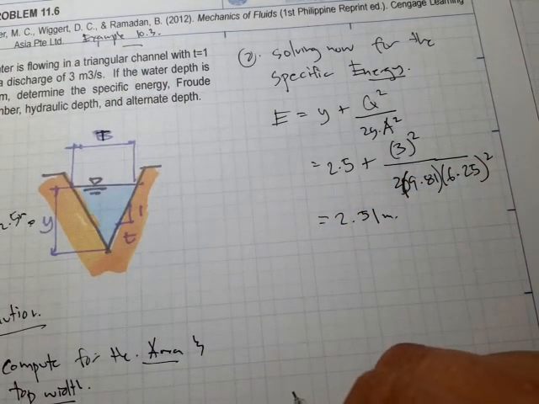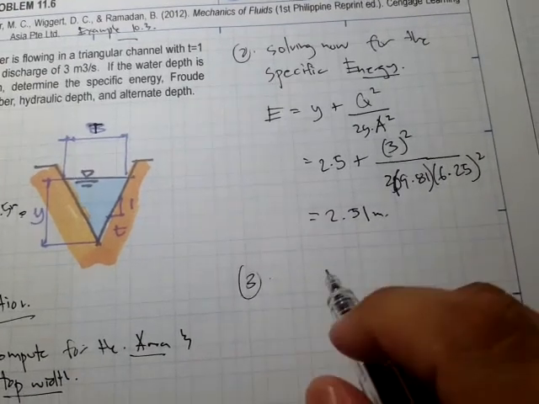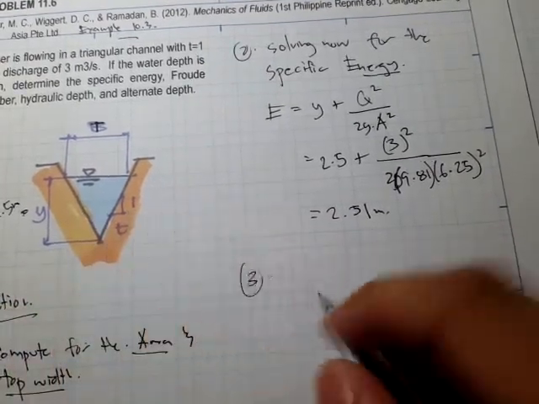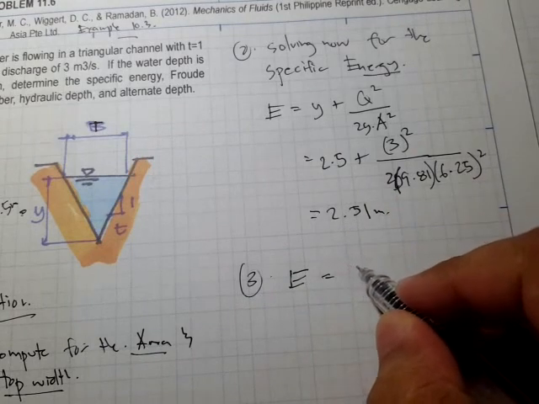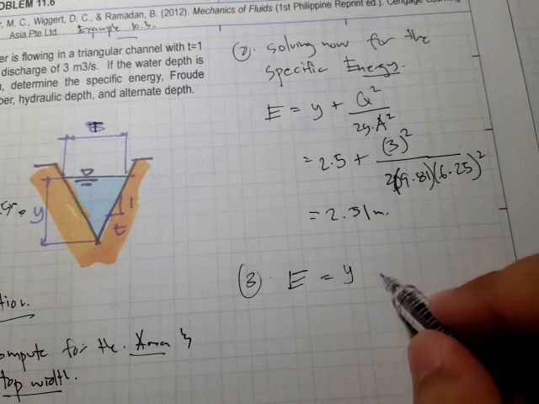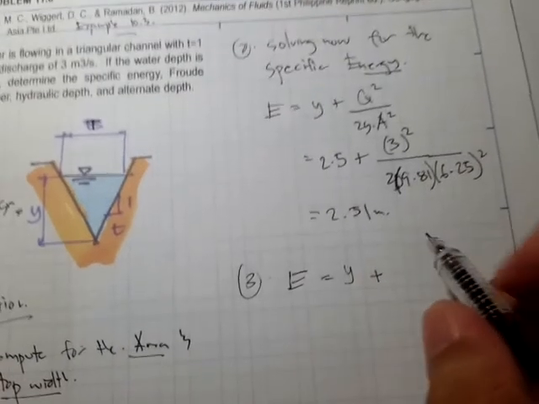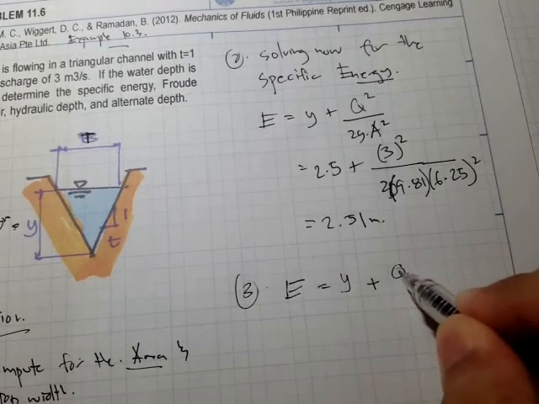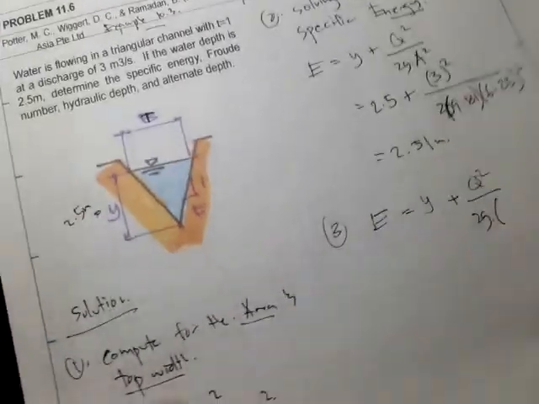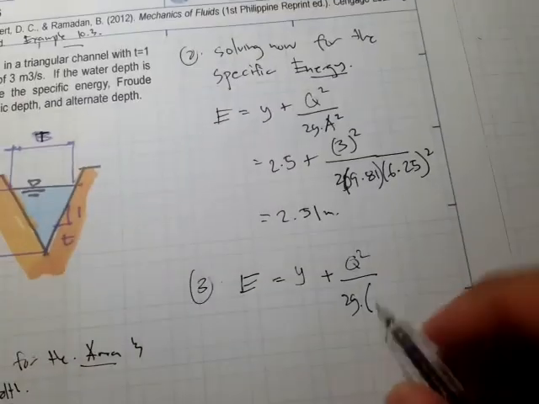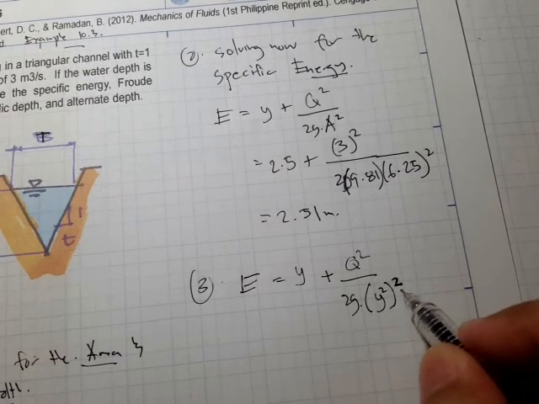Okay, so what else? Specific energy, the flow number, the hydraulic depth, and the alternate depth. So I guess we can solve for the alternate depth at this given condition. So E, the same value, is equal to y, except that for the alternate depth, that's our unknown. So let's just write y. Y plus q squared all over 2g times the area. But the area is just t times y, where t is 1. So what's left is just y squared, and don't forget the square of this term. So that's going to be y to the 4th.